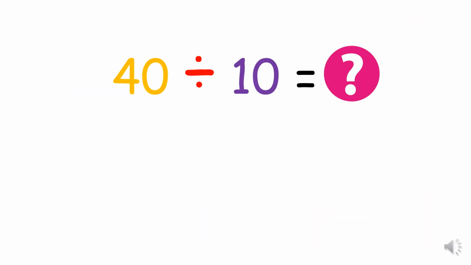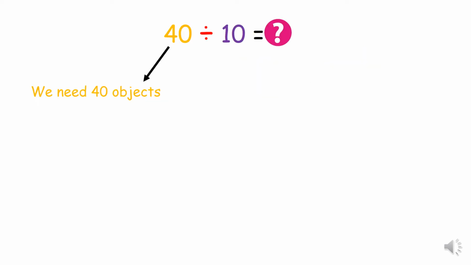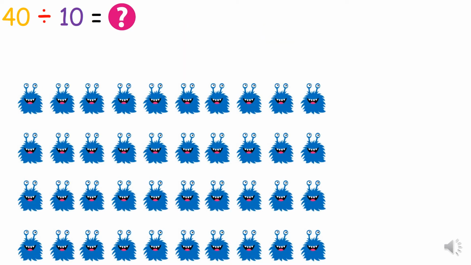Now let's have a go at this question. It says 40 divided by 10. Now we've started with the largest number because when we're dividing, it's very important that we start with the largest number. And we are using the number 40 today because it's a multiple of 10. So first we need 40 objects. I think today we're going to use some aliens to help us.